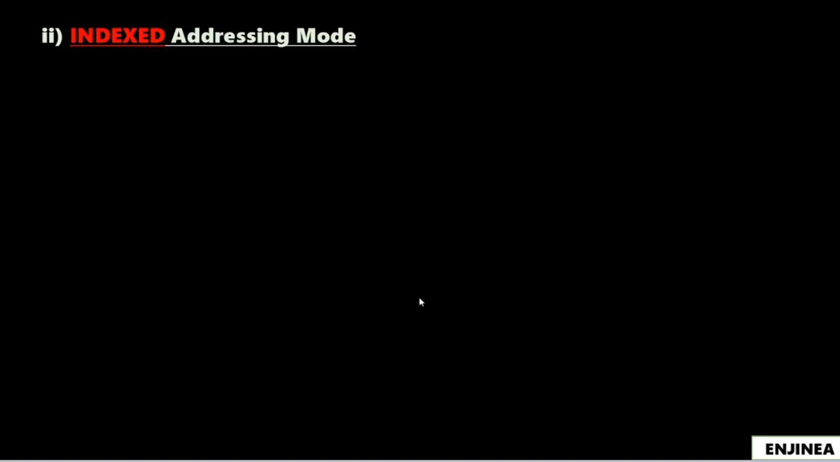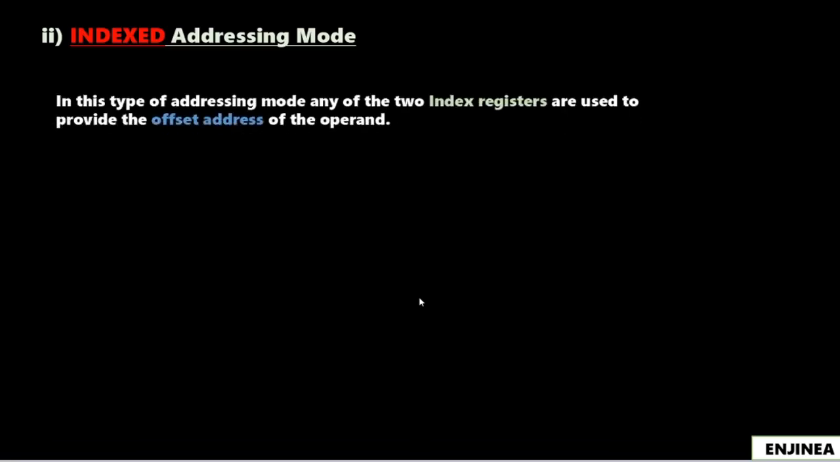So the next category that we have is our indexed addressing mode. In this type of addressing mode, either of the 2 index registers, which are SI and DI, is used to provide the offset address of the operand. We know we have 2 index registers in our 8086 microprocessor, the SI register and the DI register. And these 2 registers are used to provide the offset address of the operands inside our instruction.